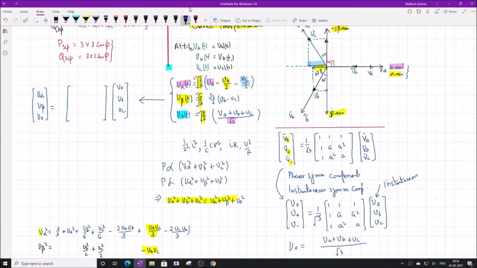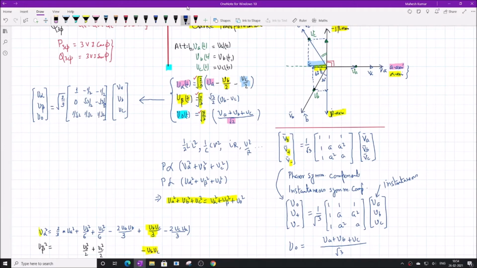Okay. Now this matrix is 2 by 3, square root of this. Here, alpha is 1, minus half, minus half. Beta is 0, root 3 by 2, minus root 3 by 2. And this is 1 by root 2, 1 by root 2 and 1 by root 2.